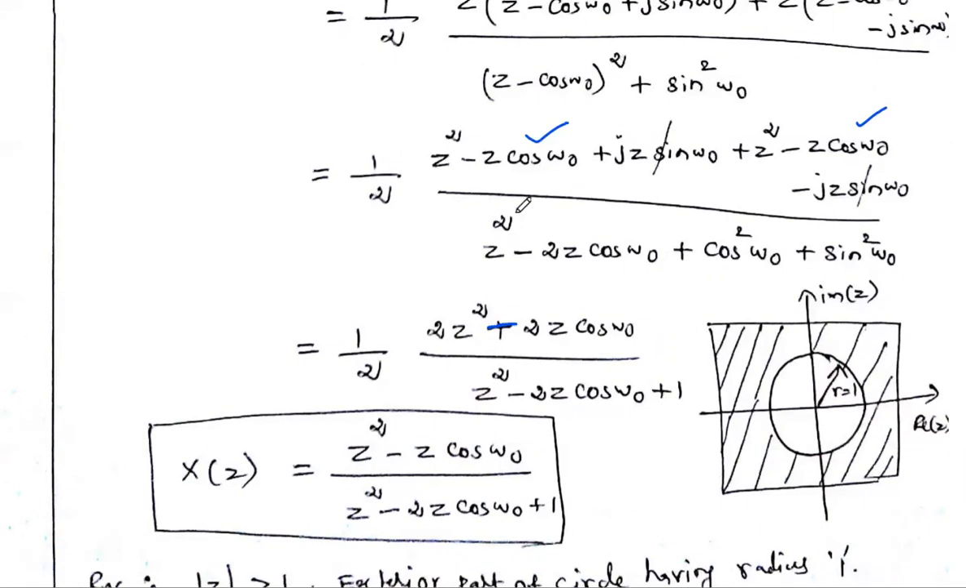So what is the answer? a squared minus 2ab plus b squared, plus sine squared omega naught. So what is the answer for cos squared omega naught plus sine squared omega naught? We know the formula: cos squared theta plus sine squared theta is always 1. So the addition of these two terms will give 1.